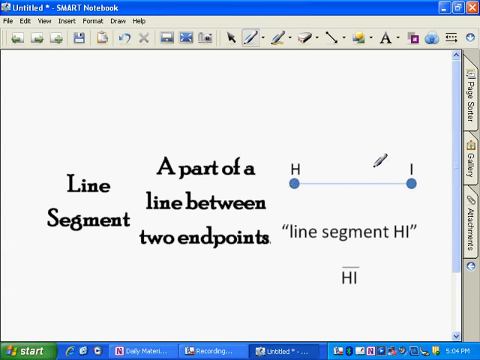So this is line segment HI or line segment IH. Again, notice how I've written it here, and that it has the line segment symbol up above it. There's no little arrows over there. When you're writing it like this, you don't have to put the endpoints on it. This shows that it's line segment HI or line segment IH.